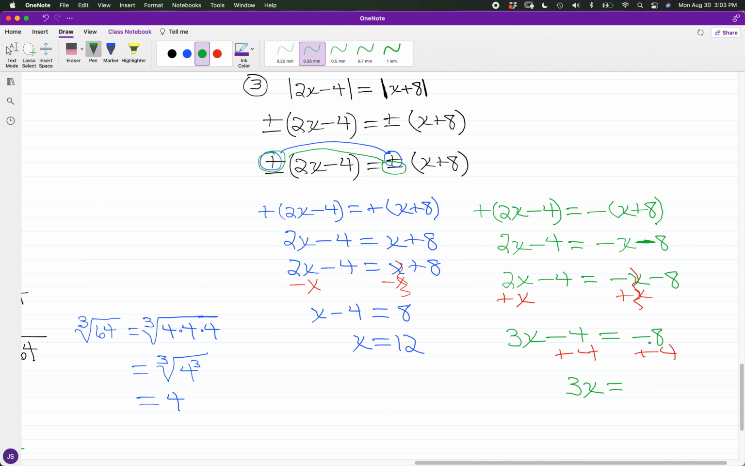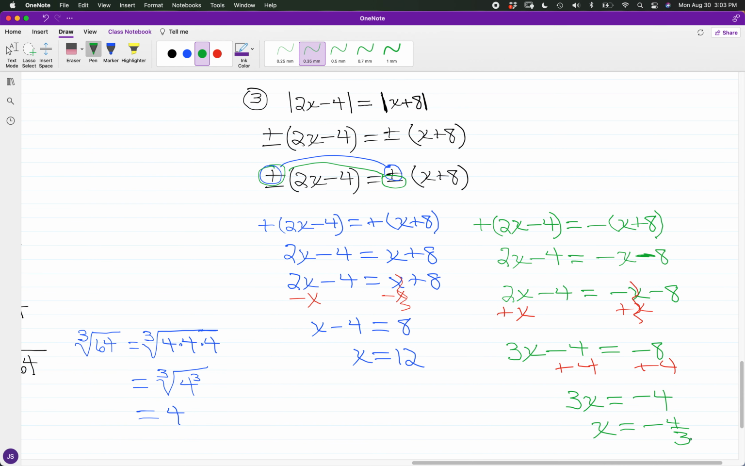we have 3x is equal to negative 8 plus 4, which would be negative 4. And we have a division by 3. So we have that x is equal to negative 4/3. Now just a quick glance. You have x at negative 4/3, and think of 8 as being 24/3. Negative 4/3 plus 24/3 is going to be a positive 20/3. Absolute value is 20/3.